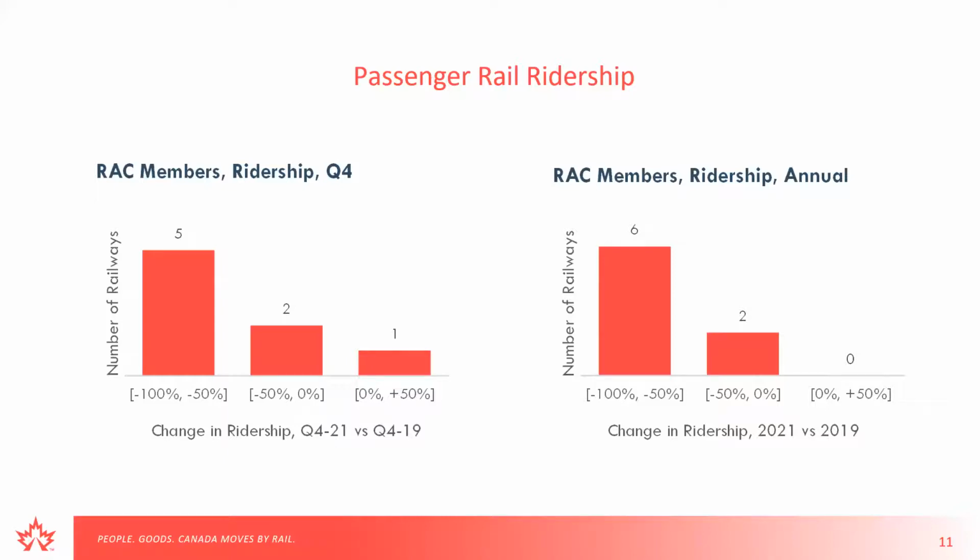And then looking at the full year, all 8 members actually had lower ridership than they did in 2019 as a whole, and the median ridership was down 73%. So the next few slides will paint a bit more of an optimistic picture, but we do know that 2021 had a very significant impact relative to pre-pandemic levels. Next slide.